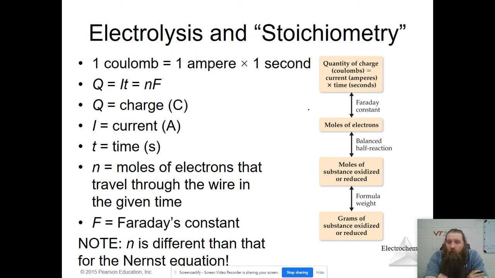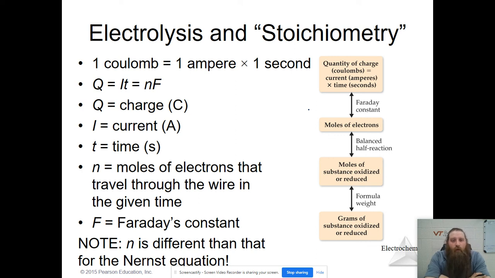We're going to take the quantity of charge, and we're going to use Faraday's constant to convert that over to moles of electrons. Moles of electrons can be converted into moles of substance oxidized or reduced using the balanced half reaction. And the formula weight can then convert moles of your substance into grams of substance. So you can actually calculate how many grams of oxidized or reduced substance you will make given some quantity of charge. Use this equation here on the left.